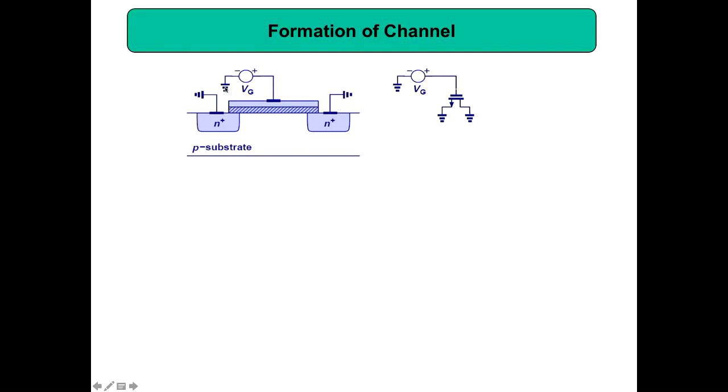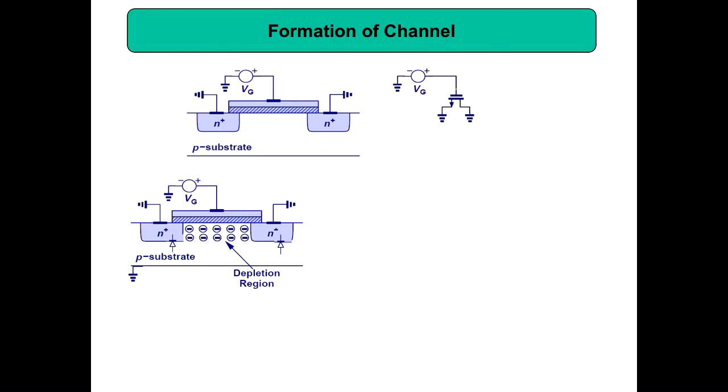This ground is connected to this ground, which means your gate ground is connected to source, and gate ground is connected to drain. So when you apply some voltage, you are applying it with respect to this ground, that is, with respect to drain and source. Then this is a representation. Then how will it work?